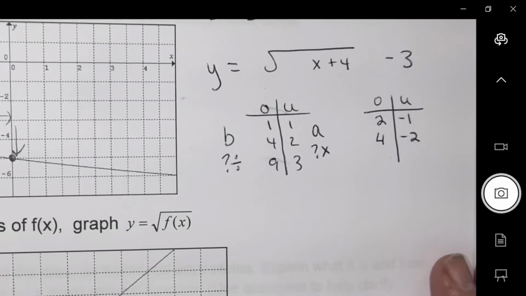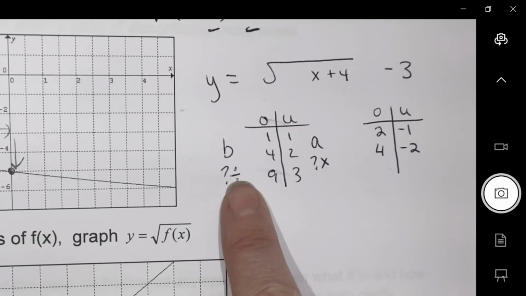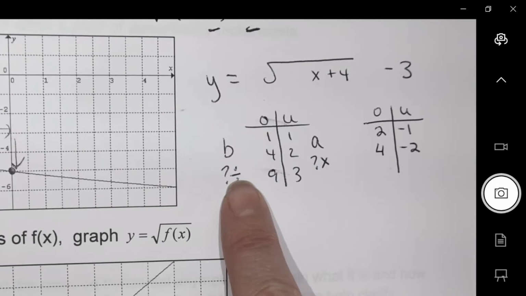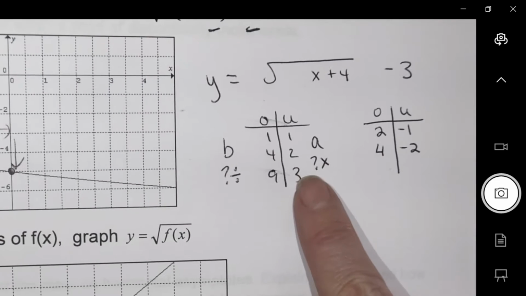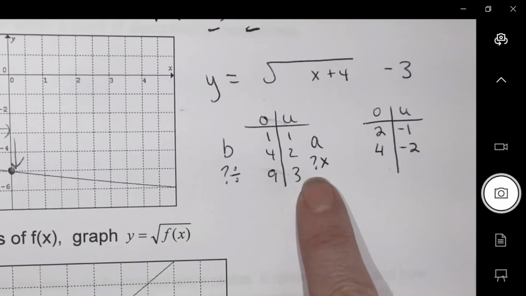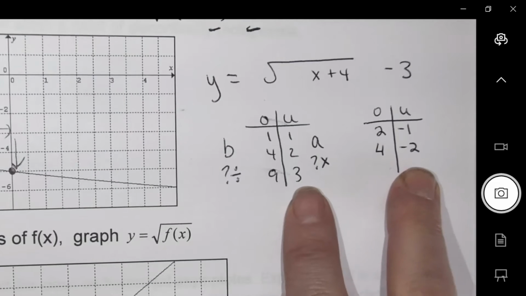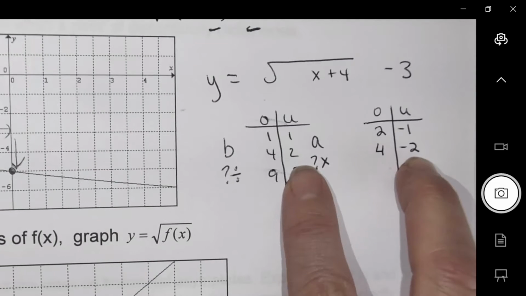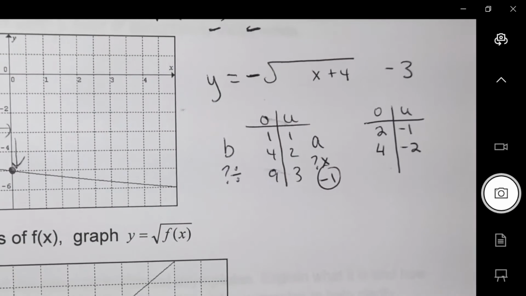Can you figure this out? What did I divide by? That's my b. Whatever I did, I divided by to get that. And what did I times by to get that? Okay, maybe let's do the a first because it's easier. What did you times this by? -1. So I'm going to put a negative into the a spot.